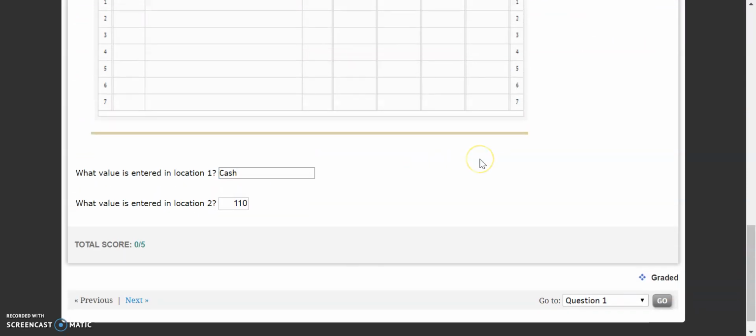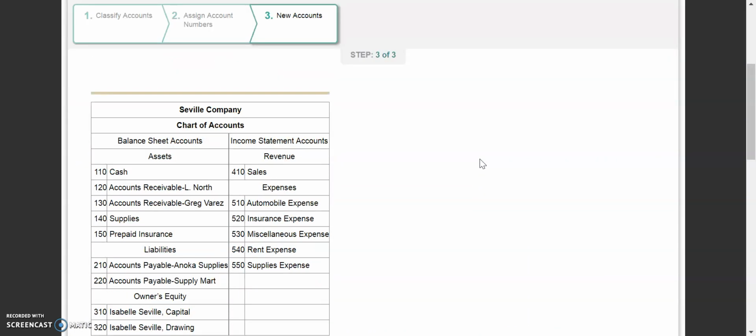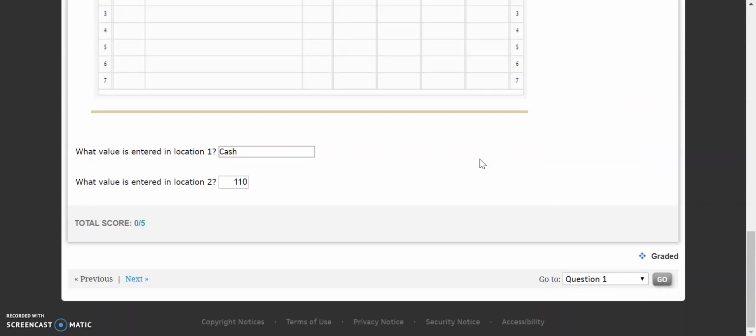And so that's it. It's just a quick classification, assigning account numbers, and then opening a new account. So you can head on over on your own, and then don't forget to do your terms and questions and your application problem as well.